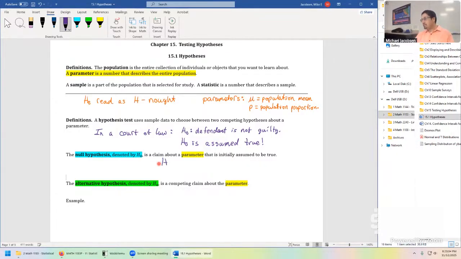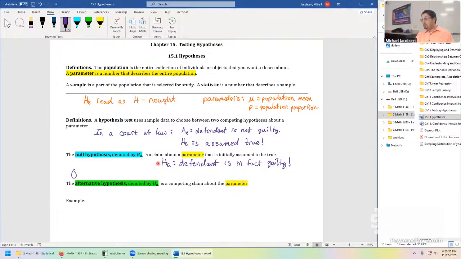So HA, the alternative hypothesis, is the statement that the defendant is in fact guilty. That deserves an exclamation mark. So these are the hypotheses that we're going to think about using that analogy of a court of law.